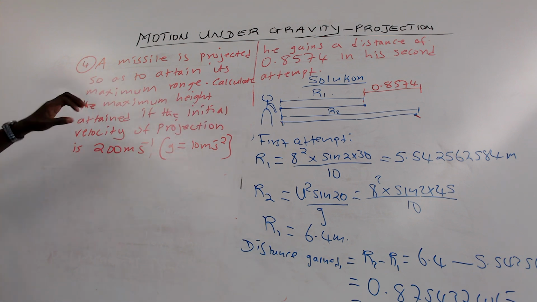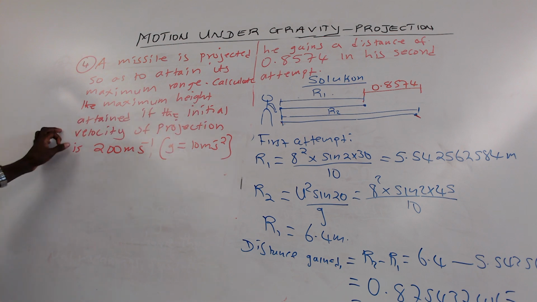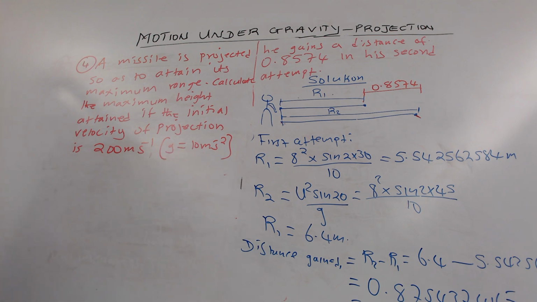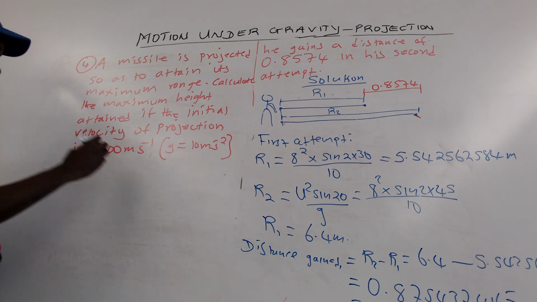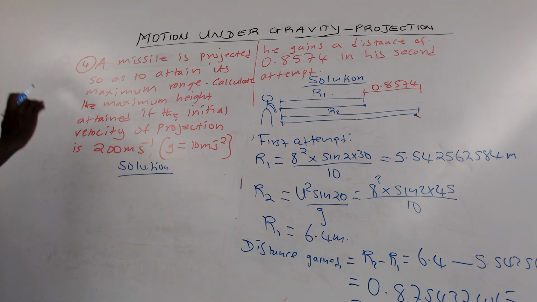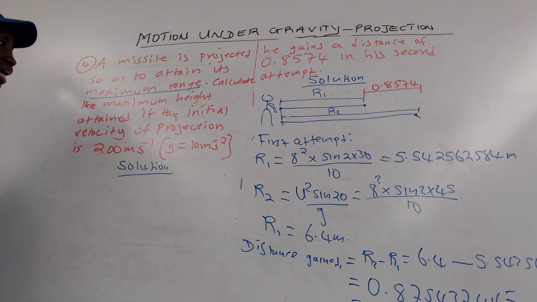We are required to calculate the maximum height attained if the initial velocity of projection is given as 200 meters per second, and we are given the gravity of free fall to be 10 meters per second square. So this question is very simple and straightforward, but we have to take note of keywords. A missile is projected so as to attain its maximum range. I think we've discussed something on maximum range.